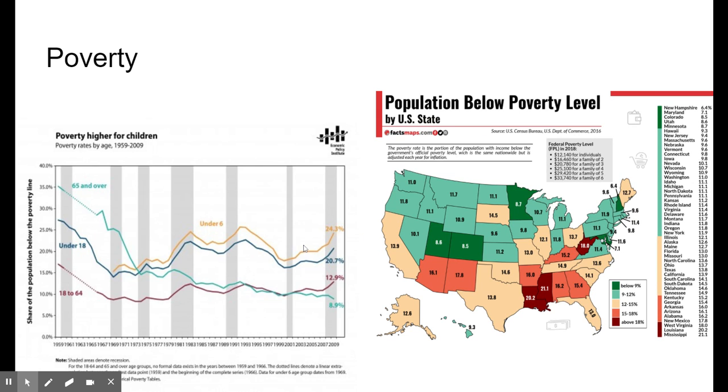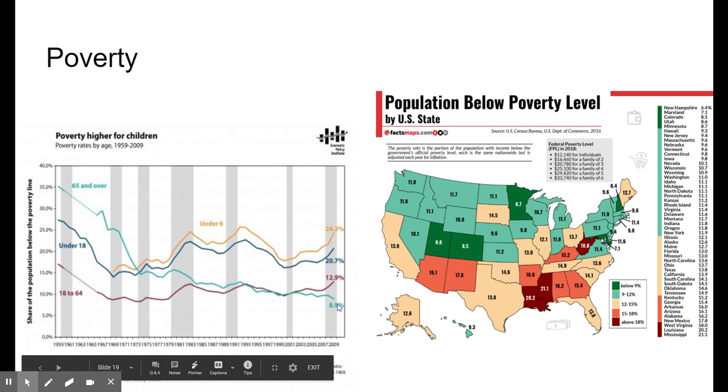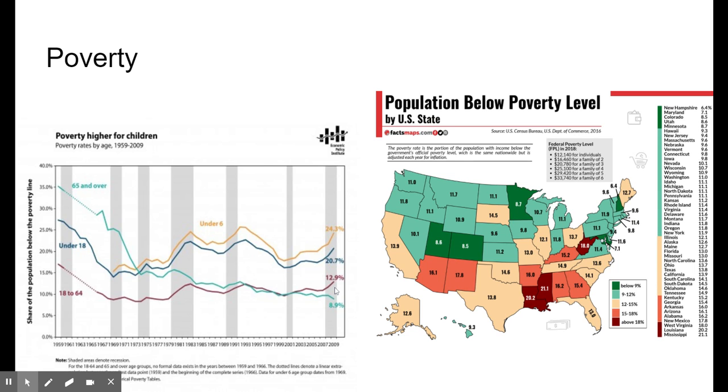Here we can see on the left-hand side of the screen, this is broken up by age group. 65 and over has been steadily falling thanks to Social Security and then Medicare in particular, where it's actually down below the poverty rate of people between the ages of 18 and 64, which is at 12.9. Then you have the blue number here, which is under 18, and you can see it's quite a bit higher, 20.7. And when you break it down even further, under 6 years of age, you can see it's even higher yet at 24.3%. So children are the most likely age group to be impoverished at this point.